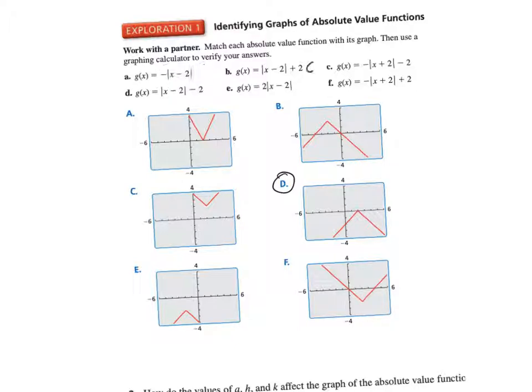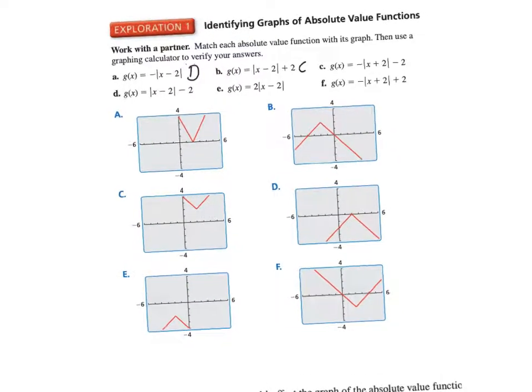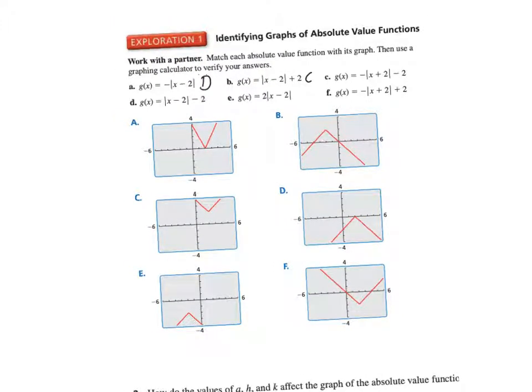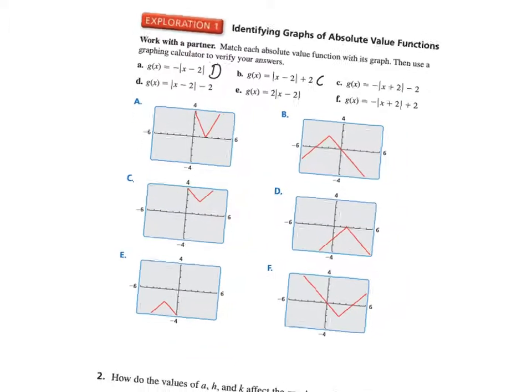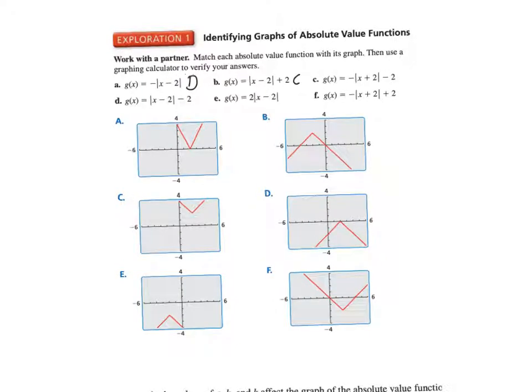All right, so let's go ahead and start at the beginning. The first one we already figured out was D, right? So A was D. For B, we decided that it was going to the right 2 and up 2, and that looks like C. And how about letter C? What does it match up with? C is E. Okay, so C is E.